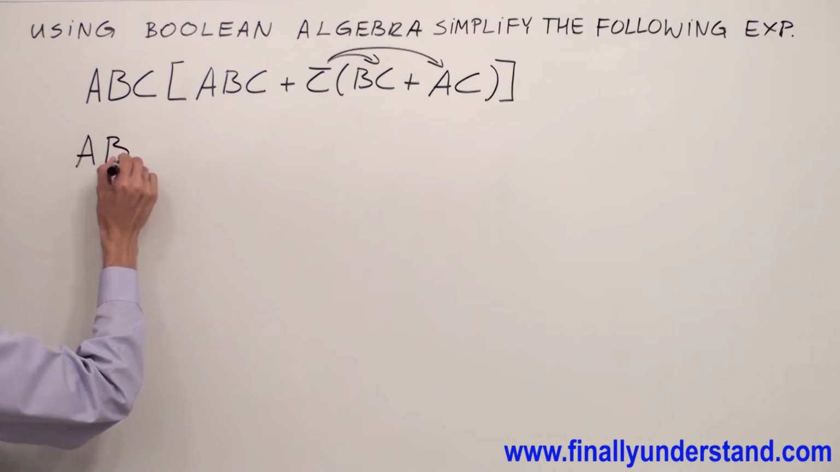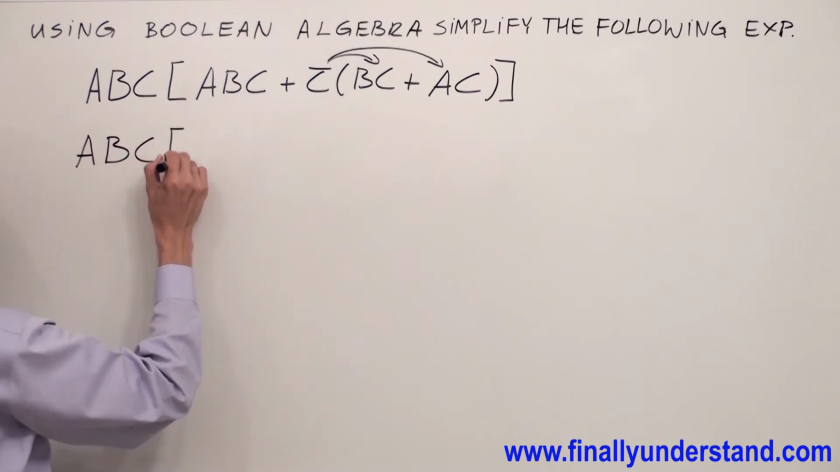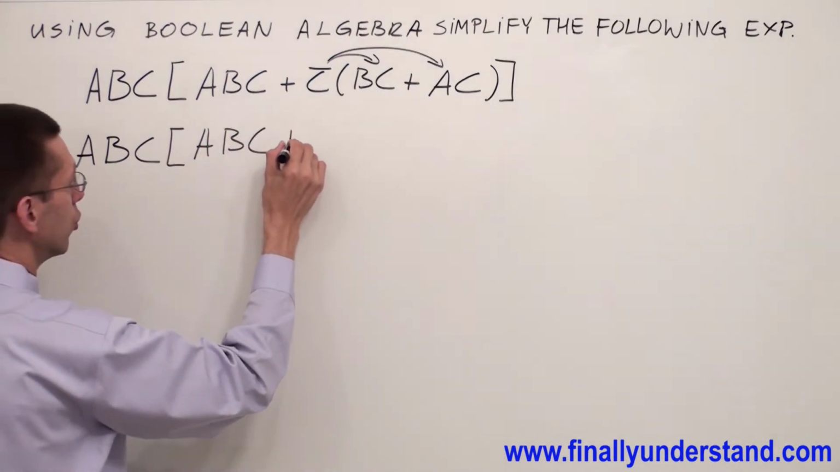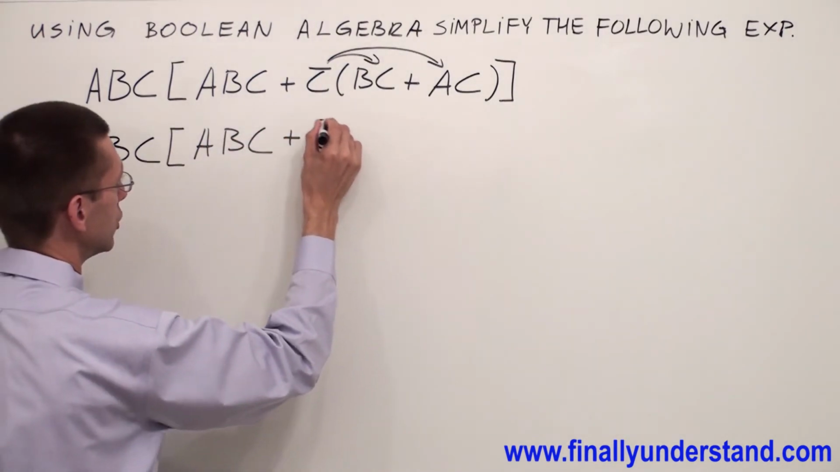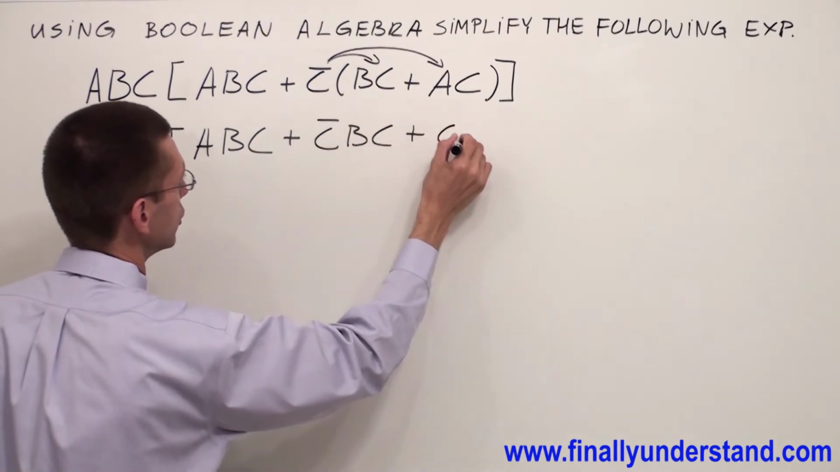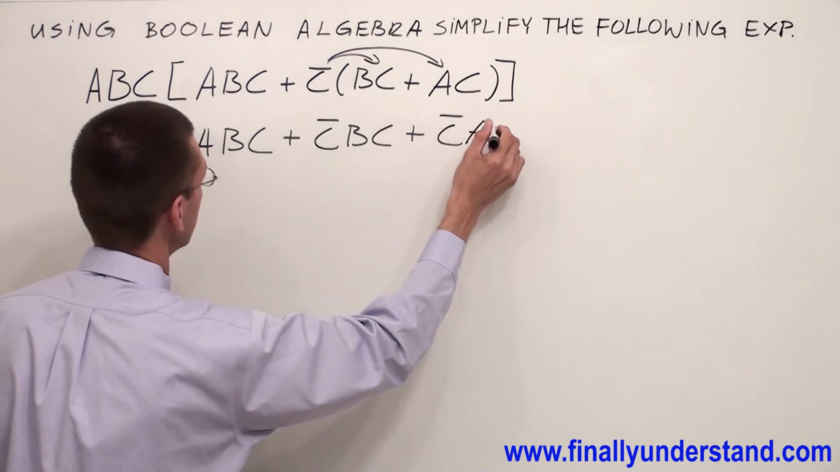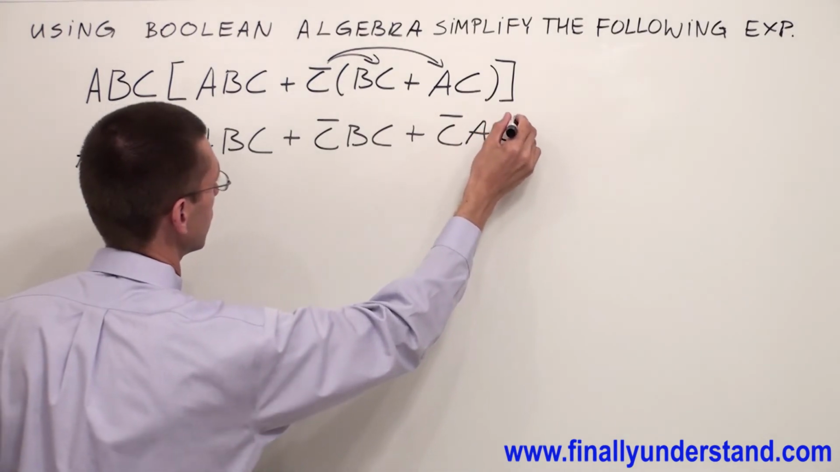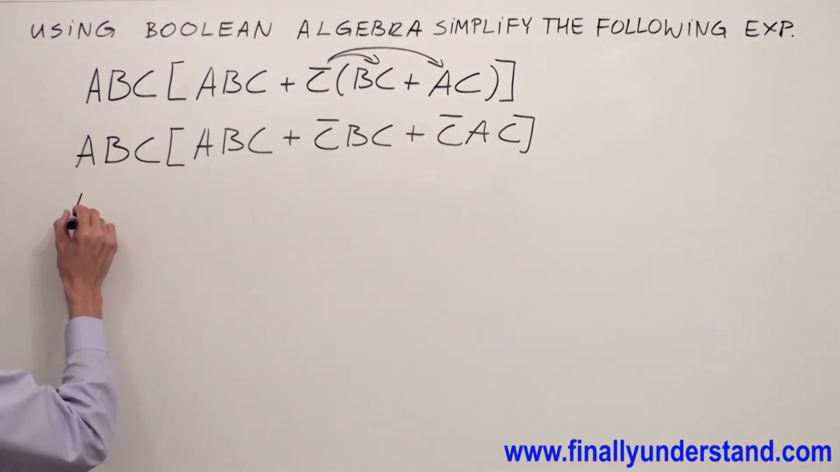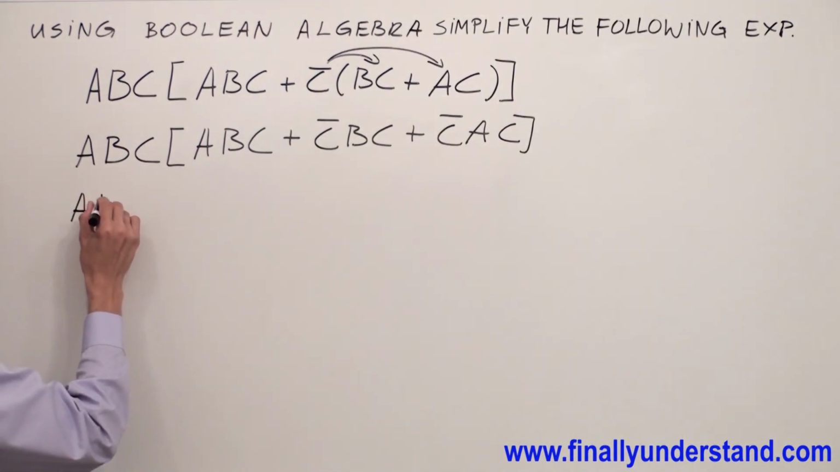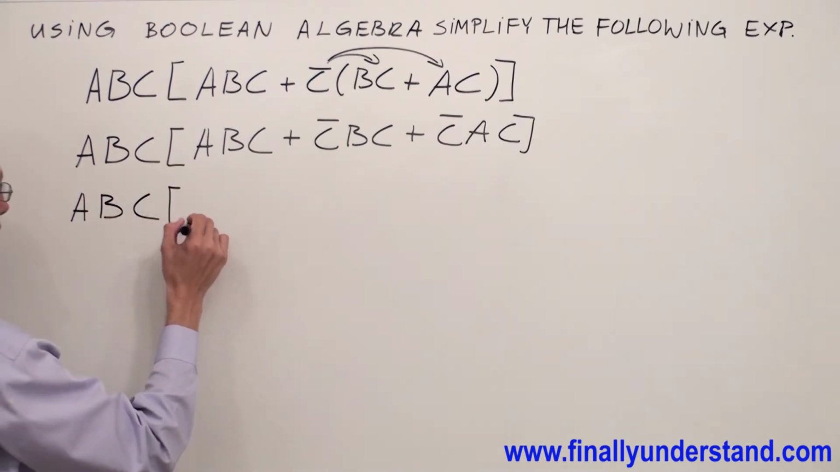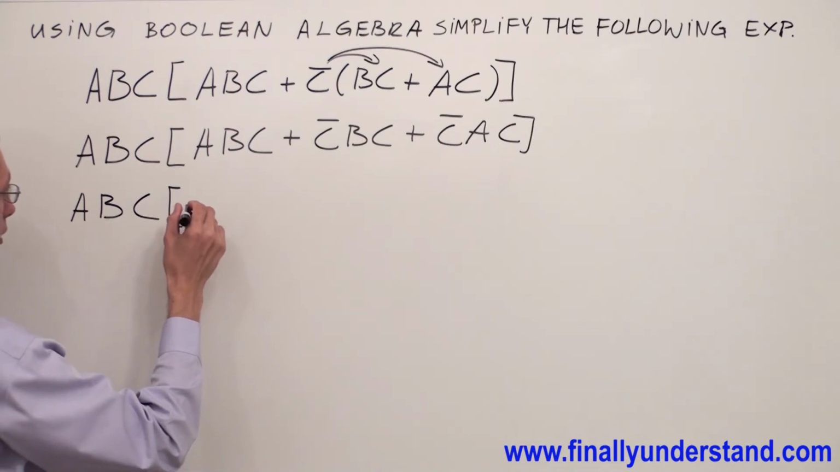A, B, C, or, open bracket, A, B, C, or C naught B C, or C naught A C. Close the bracket. And I'm going to have A, B, C. And let's take a look what we simplify inside of the brackets.